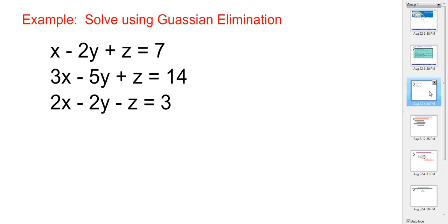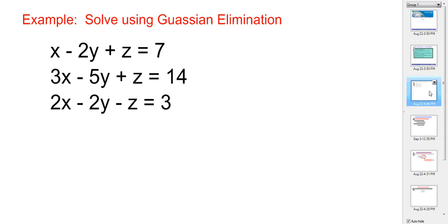All right, so you can look at this. These are three equations. They happen to have three variables in them, an x, a y, and a z. So that means when we give our solution, we need to have three answers, one for x, one for y, and one for z. The first way we're going to learn how to do that is called Gaussian elimination.